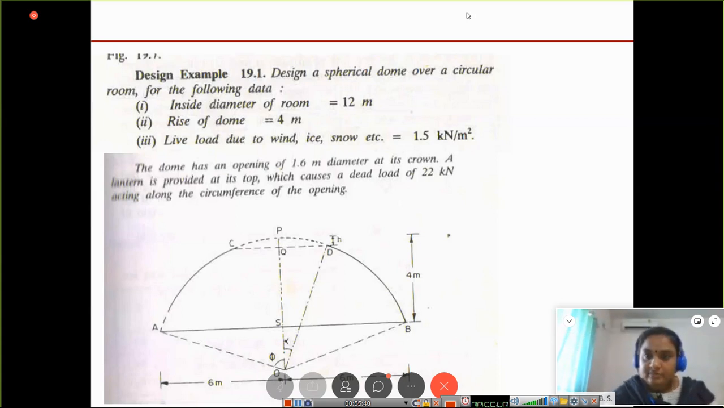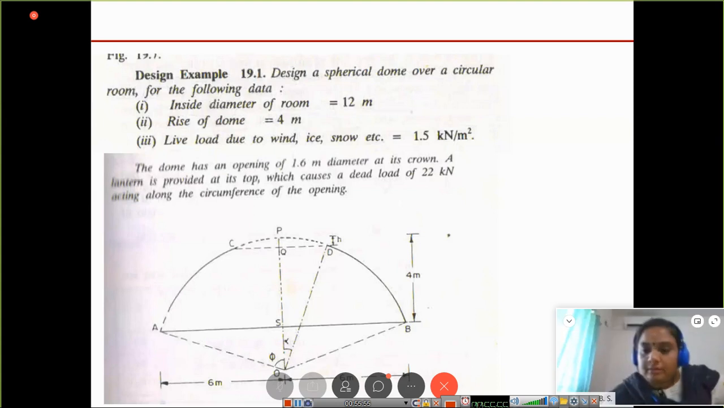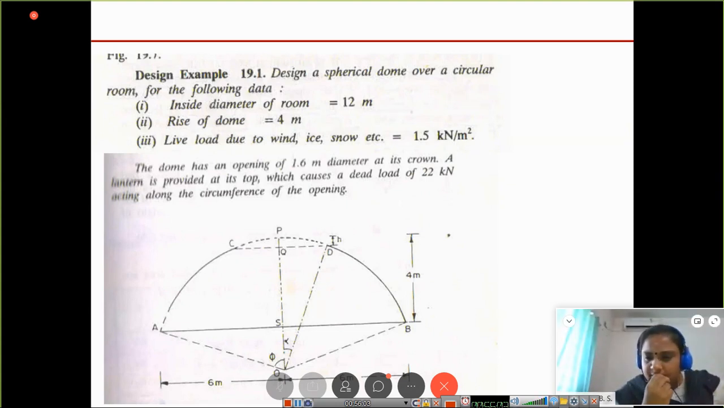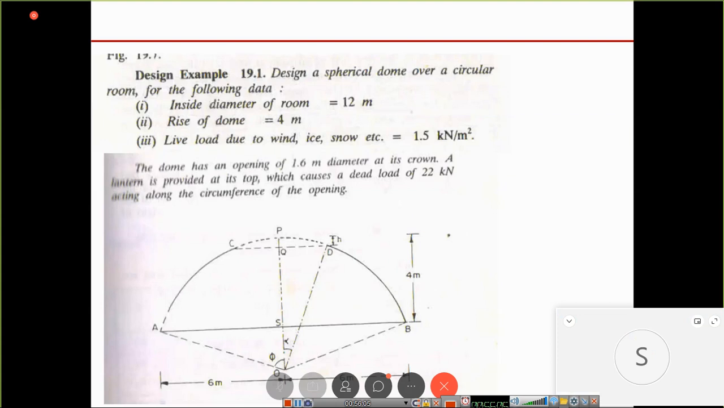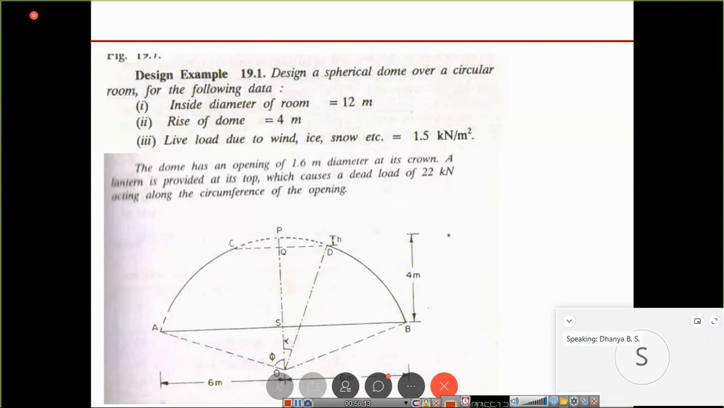So any other questions? One second, ma'am. Is the top mesh to be designed? I didn't hear, could you please repeat? Is the top mesh to be designed? Yes, we have to design it.